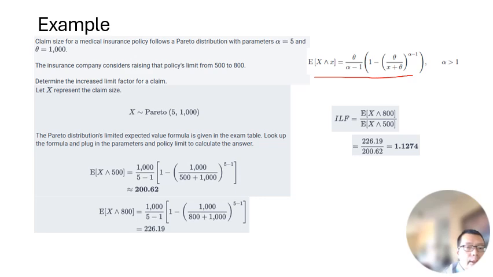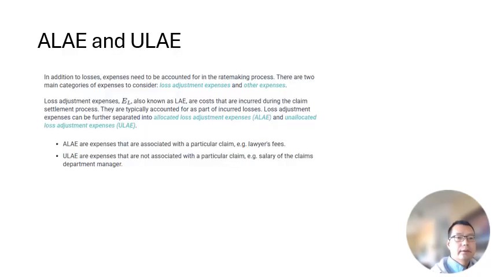Look at the value and we can calculate the expected value for X ∧ 500 is this. And if it's X ∧ 800 is this. So the factor is 1.1274, which just tells us that if the policy limit is raised from 500 to 800, the expected loss is only increased by 12.74%. Okay, later we are going to talk about the similar concept when the situation is empirical distribution.